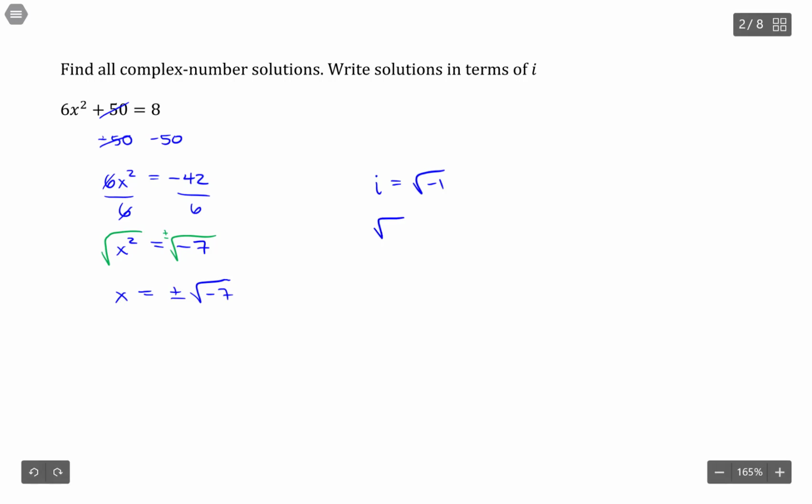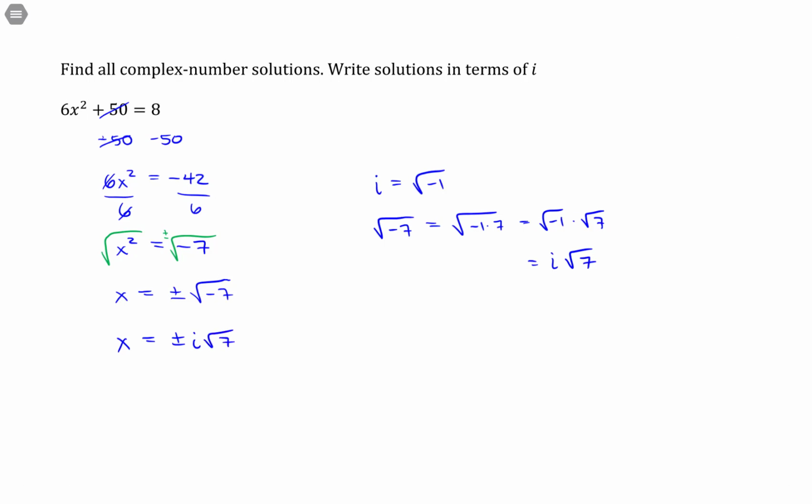So if I'm trying to simplify the square root of negative 7, I could say this is negative 1 times 7, and the square root of two things multiplied can be split up into two separate square roots, and therefore this becomes i square root of 7. So x equals plus or minus i square root of 7. And there are the solutions to the original equation.